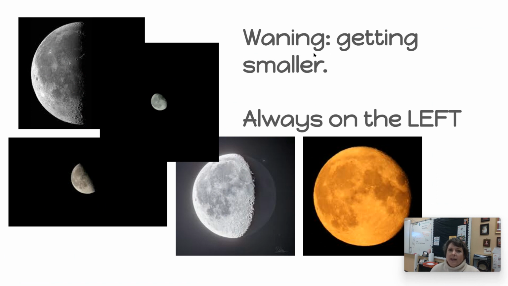Okay, then waning is getting smaller and it's always illuminated on the left. So you can see here, there is some shadow over on this side, some shadow over here. So the left side is illuminated. This looks like a third quarter moon. So does this. Okay, this is a waning gibbous. Always on the left.